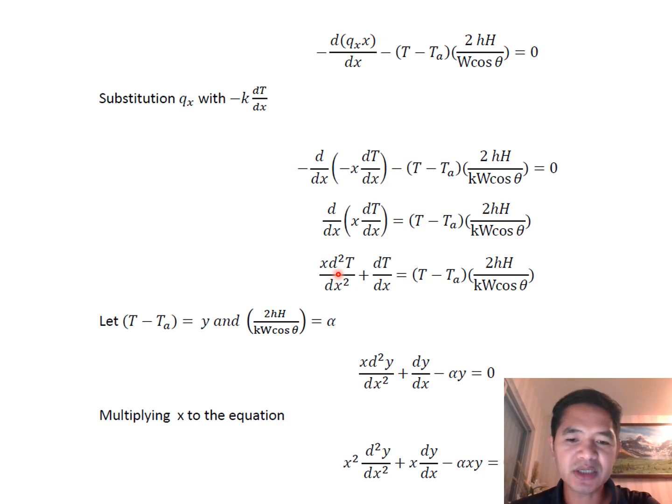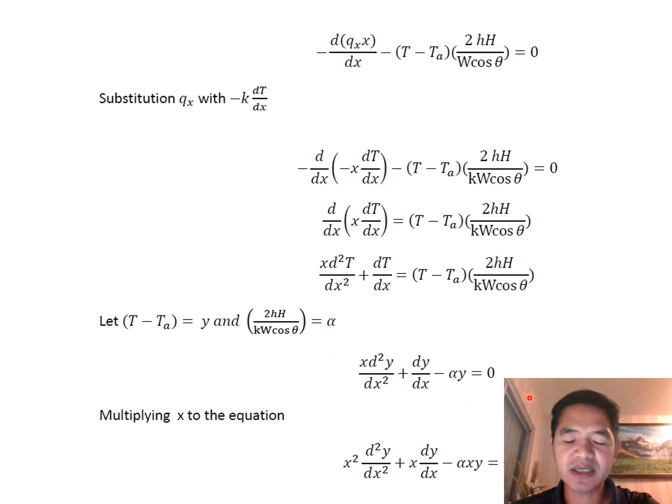when you differentiate, dt over dx is equal to dy over dx, right? It's going to be the same. So here d square t is going to be d square y, and dt is going to be dy, and here t minus ta is equal to y, and the rest is a constant, which is alpha.